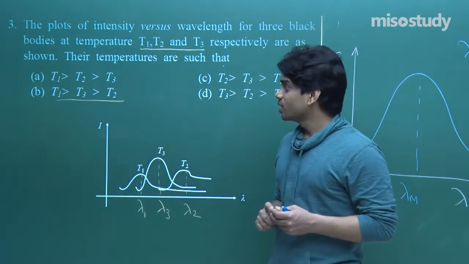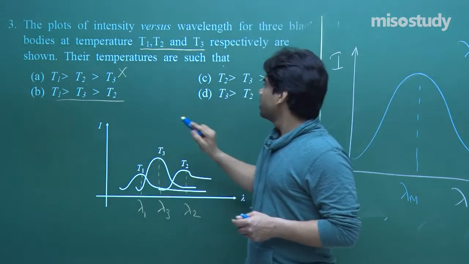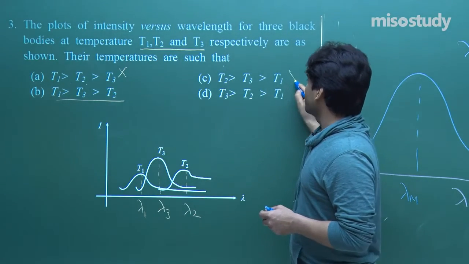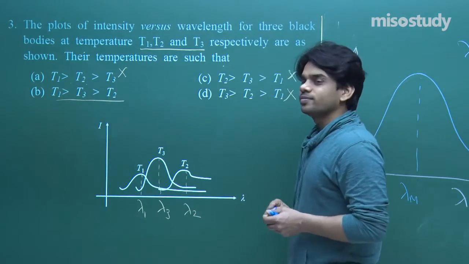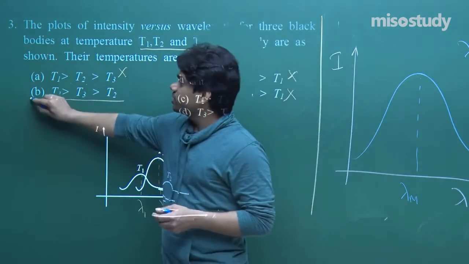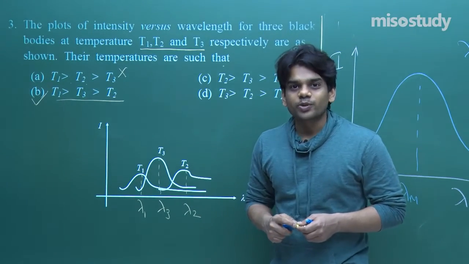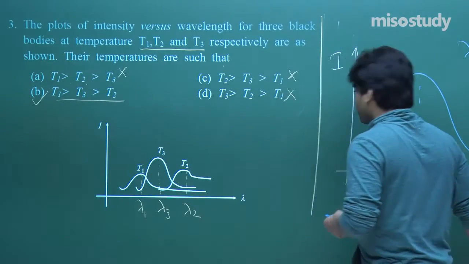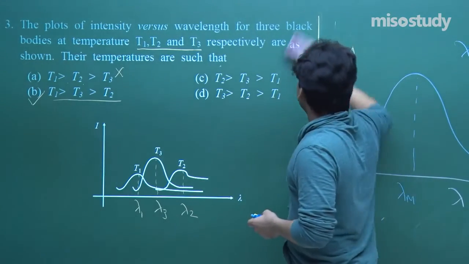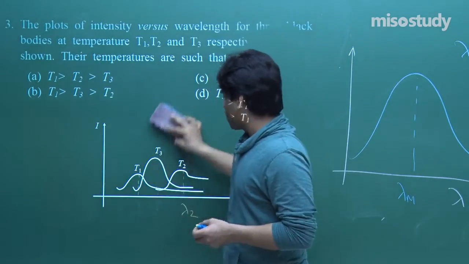Option number B. For the rest, you see, T1 is highest here, but here T2 is given, so incorrect. This has T2 highest, so incorrect, and here T3 is highest, so this will be incorrect. So if you know about Wien's displacement law, if you know about the curve, you will get the right answer. That is, option B will be the right answer for this question. So I believe that you've understood how to use the concept of Wien's displacement law.